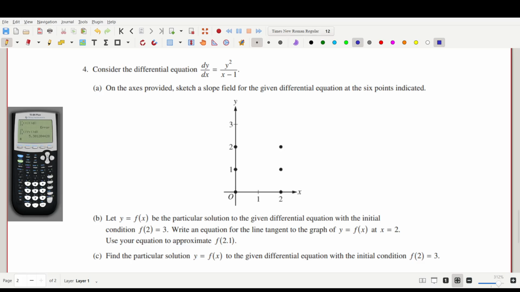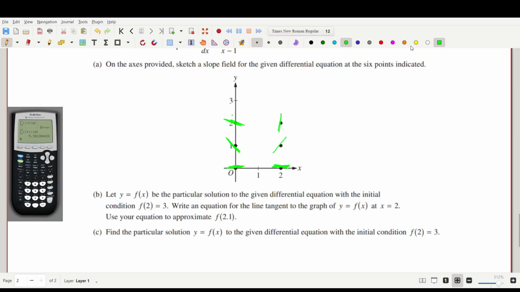All right, slope field, just plug in. When things are 0, you should get 0. Plug in 1, you get 1 over negative 1, which is here. 1 over negative 2, which is like this. All right, and then you've got 4 over 1, which is like this. And, oops, I meant 1 over 1, which is like that, and then 4 over 1, which is like this. All right, that's the slope field.